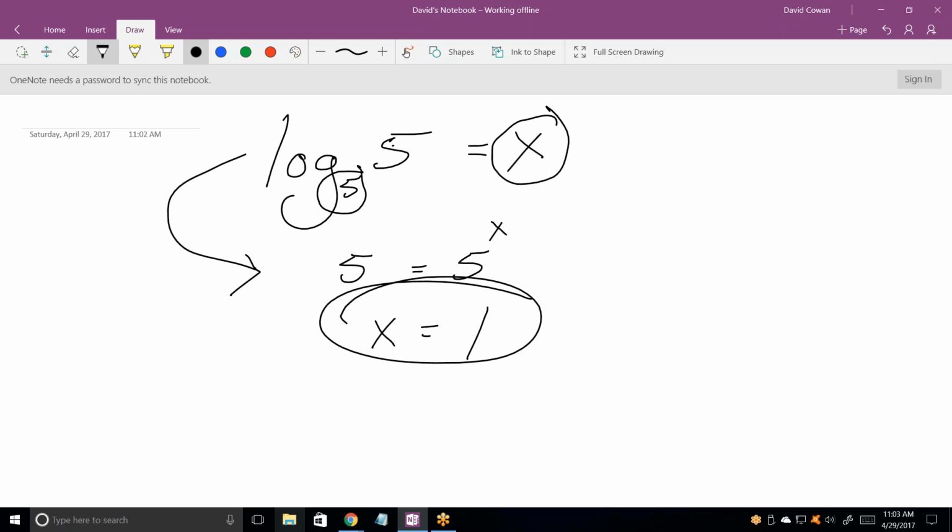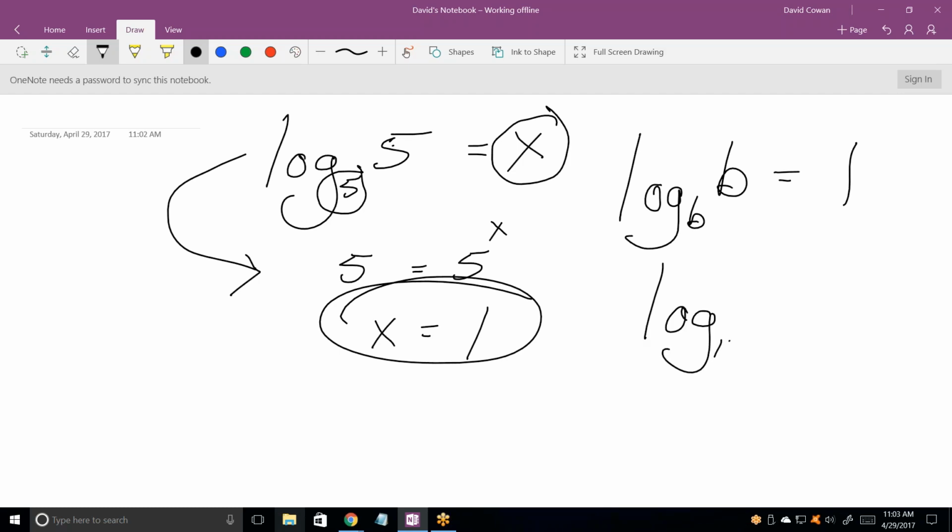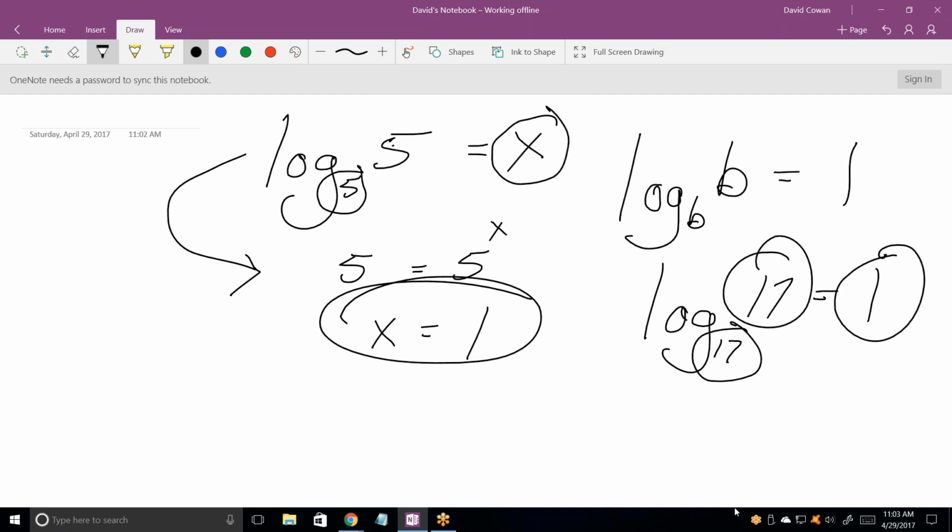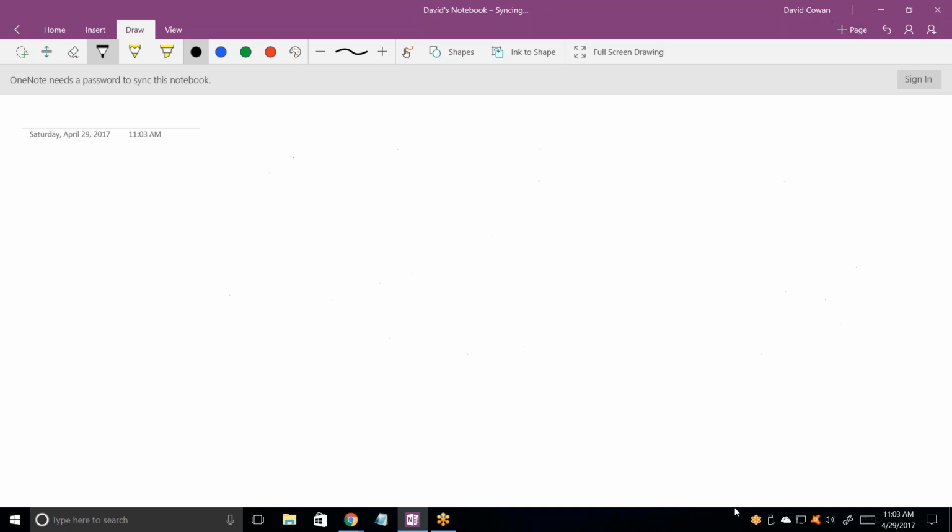Okay, yeah, it turns out that the log base b of b is always equal to 1, no matter what b is. In other words, if I have the log base 17 of 17, that's got to be 1. Why? Because 17 to the 1 power equals 17. Gotcha. All right.